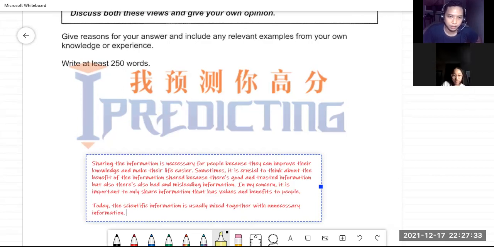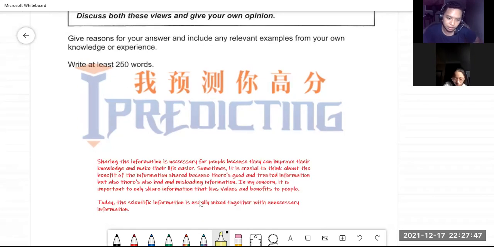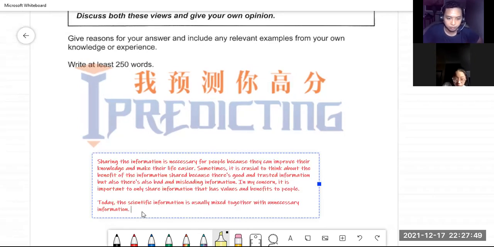Okay, today, oh, where is it? Okay. Oh, okay. Today, the scientific information is usually mixed together with unnecessary information. Okay, what else can you add? Because you know that today the scientific information is usually mixed together with unnecessary information. What else? What's gonna be the problem when the scientific information is mixed with the unnecessary information?